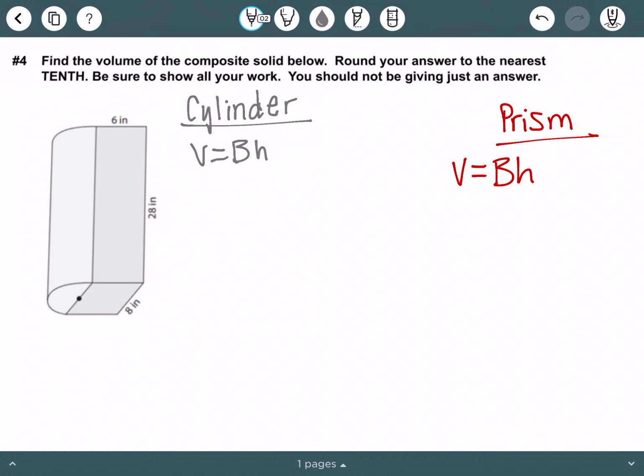Okay, number 4. It tells us to find the volume of the composite solid below. Round your answer to the nearest tenth. Be sure to show all your work. You should not be giving just an answer.